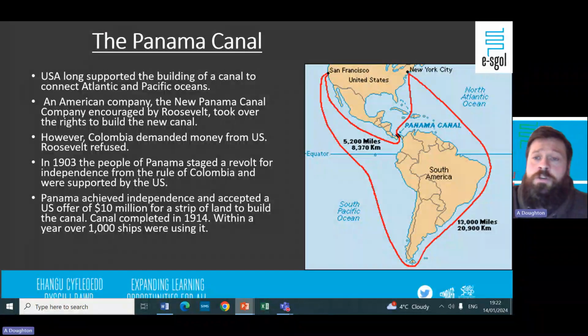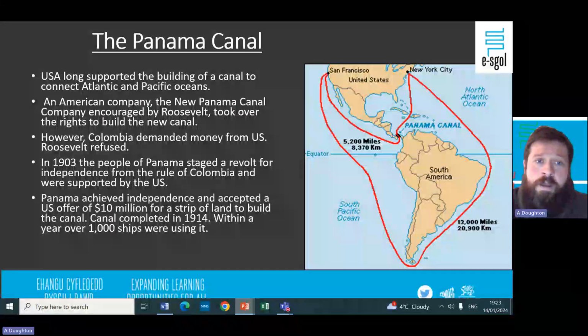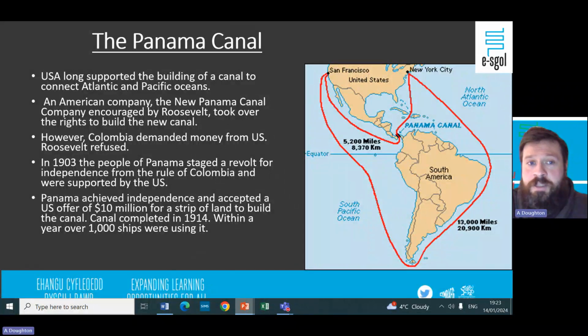Another example then, they wanted to have control of an area of Panama in order to build a canal. Now, this had been an idea that they had for a while. It'd make trade between Eastern and Western states a lot easier. Now, when the people of Panama staged a revolt against Colombia, America supported them, knowing that this would allow them to have that territory. So once Panama achieved independence, they accepted a US offer of $10 million for that strip of land, where they then built the canal.